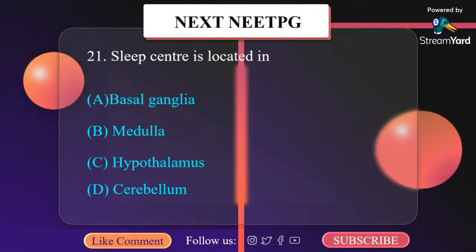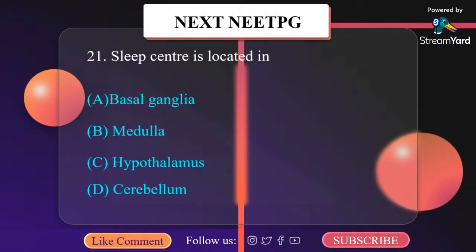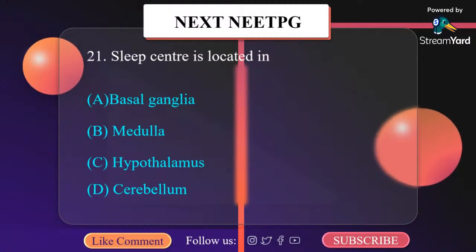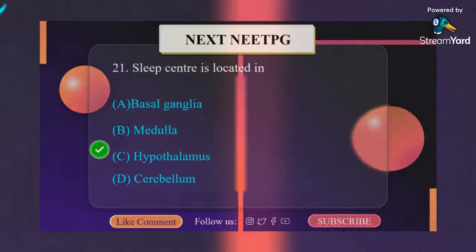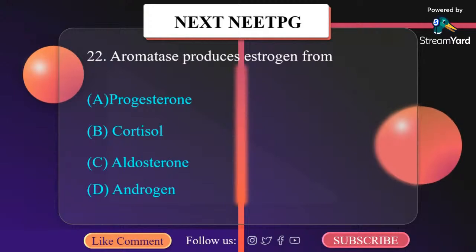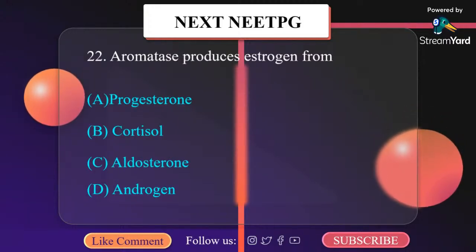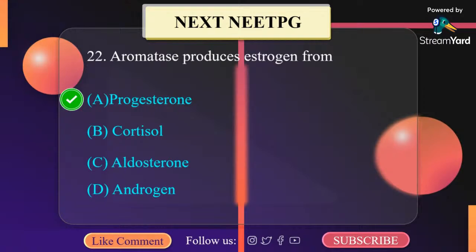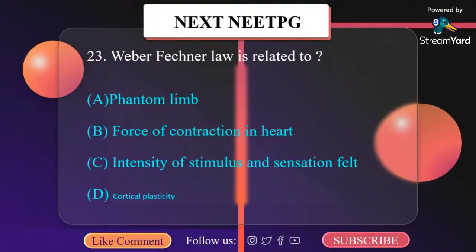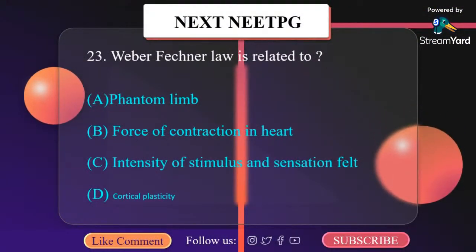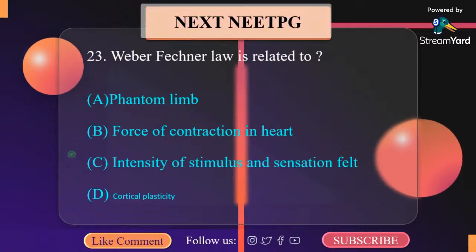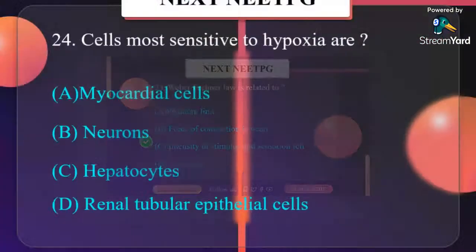Sleep center is located in A. Basal ganglia, B. Medulla, C. Hypothalamus, and D. cerebellum. It is hypothalamus. Aromatase produces estrogen from A. Progesterone, B. Cortisol, C. Aldosterone, D. Androgen. It is androgen. Weber-Fechner is related to A. Phantom limb, B. Force of contraction, C. Intensity of stimulus and sensation felt. It is intensity of stimulus and sensation felt.